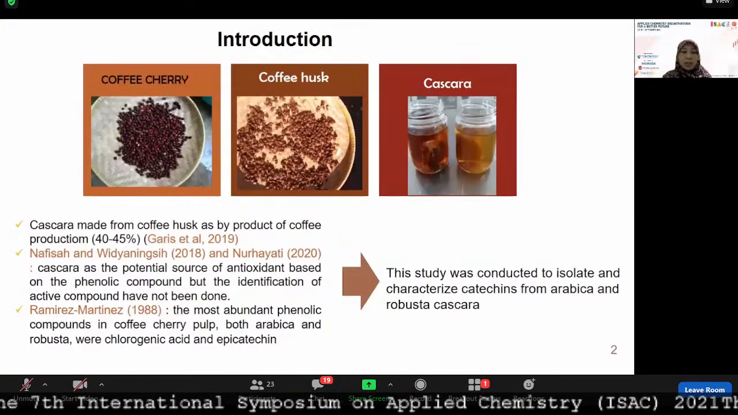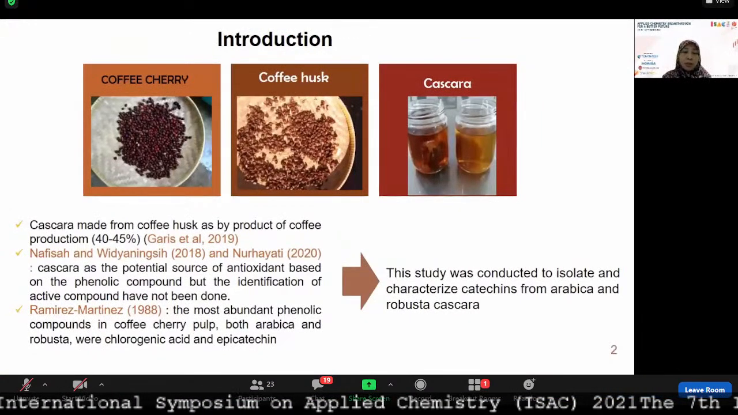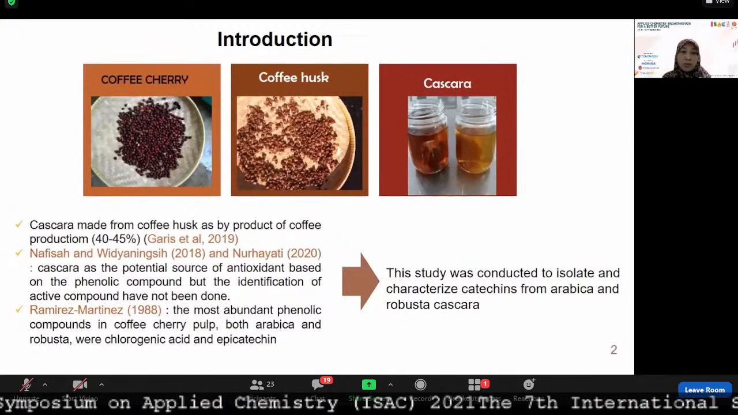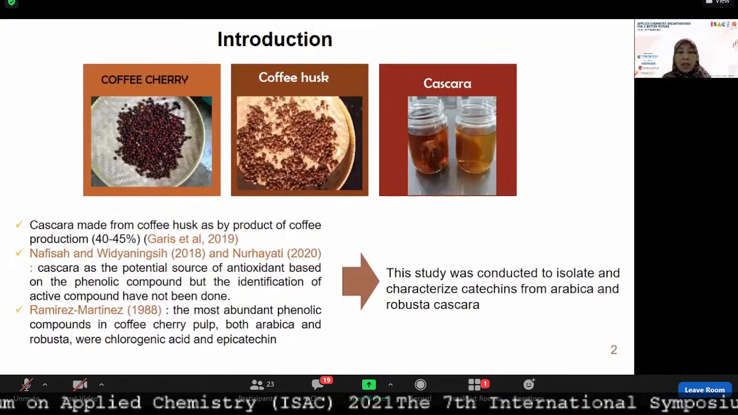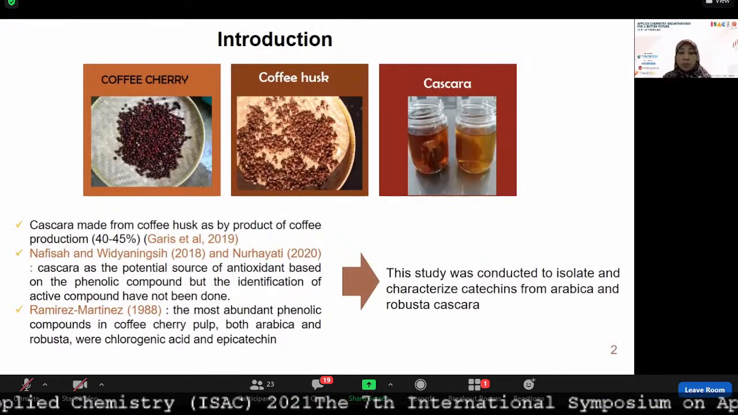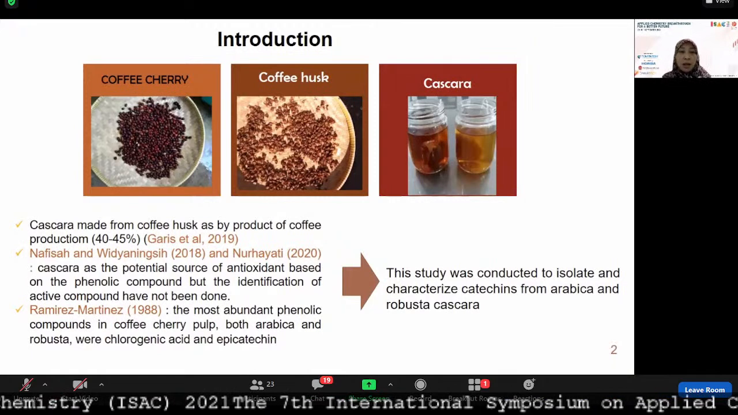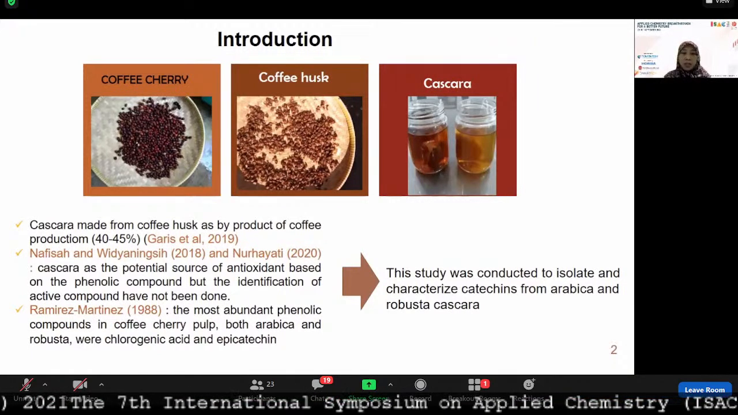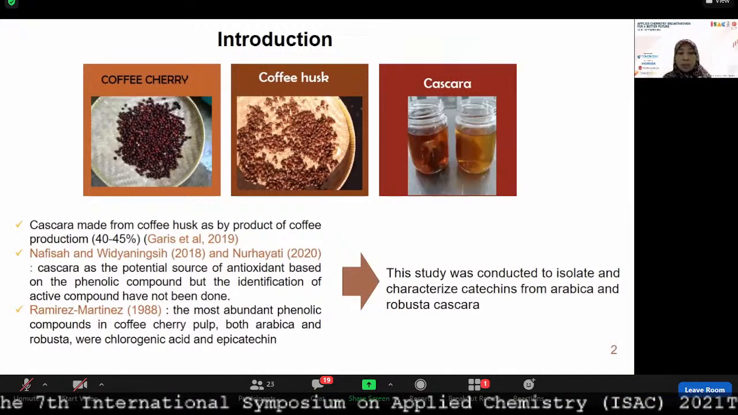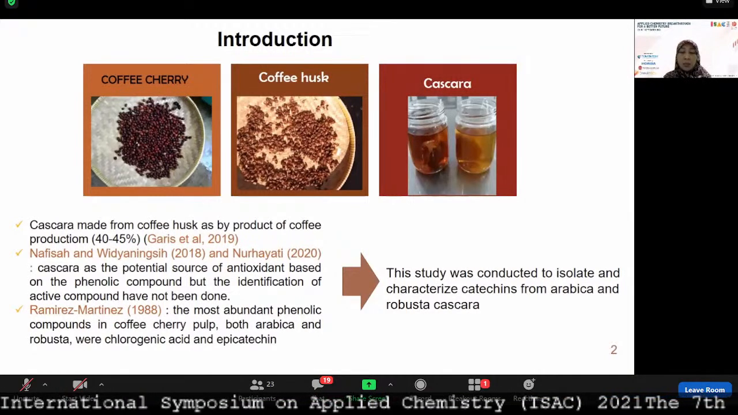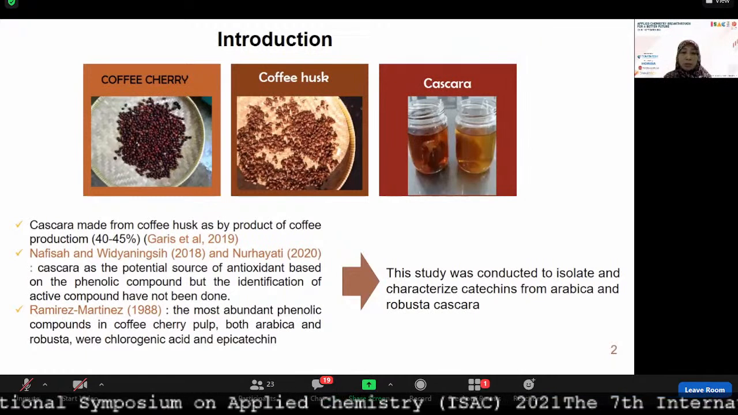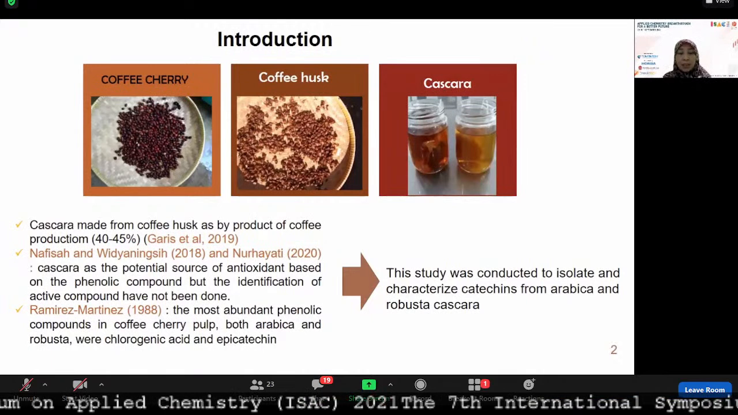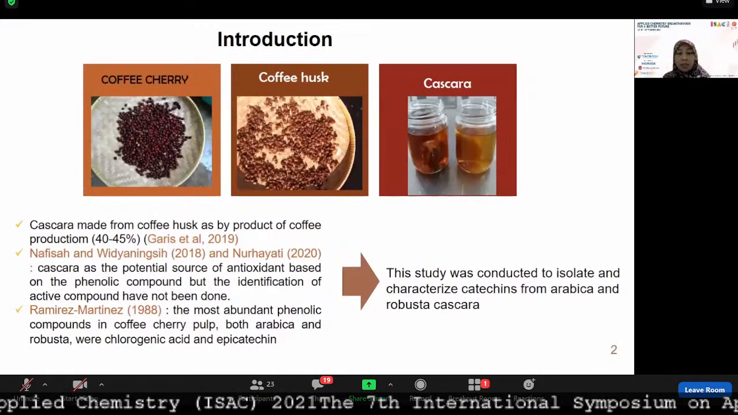Coffee is the most popular beverage in the world. There are many species, almost 120 species, but the most important or the most popular in the coffee industry are Arabica and Robusta coffee. In the coffee production process, we also get the coffee husk as a byproduct. It is about 40 to 45%. And the coffee husk is the raw material of cascara.